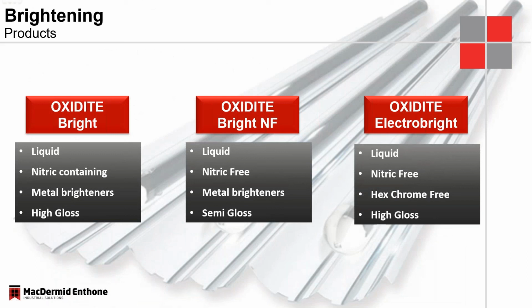The products available: Oxidite Bright, really the standard process for a very, very glossy finish, nitric acid containing. We have the Oxidite Bright NF, where NF stands for nitric free, a semi-gloss product. And then the Oxidite Electro Bright, which is our electro brightening process using rectification, and so on. All these products come as a liquid. They're hex chrome free and environmentally friendly as much as that can be with those processes.